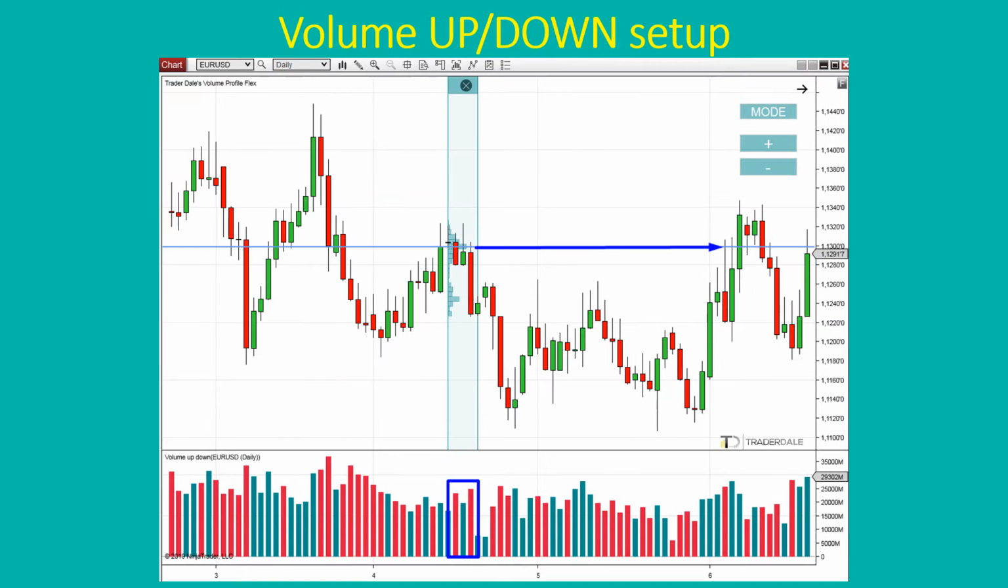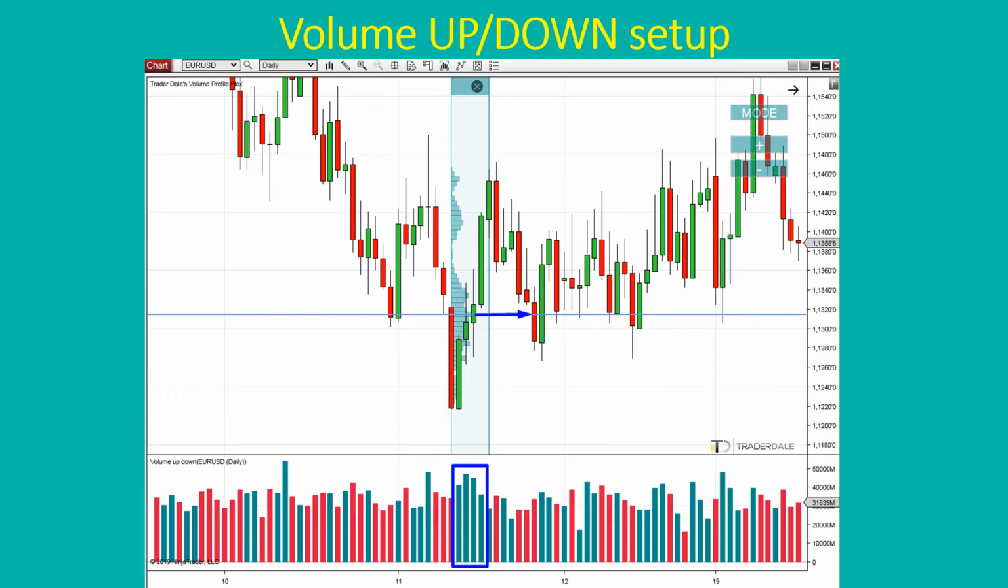Alright? Now, another example. Volume spike in here. So you draw the volume profile over this area, over those candles. Heaviest volumes within this area were right there. So you draw a line, wait for pullback, and this is the reaction you were waiting for. Alright, so next example.